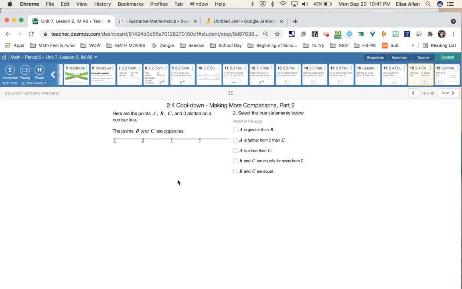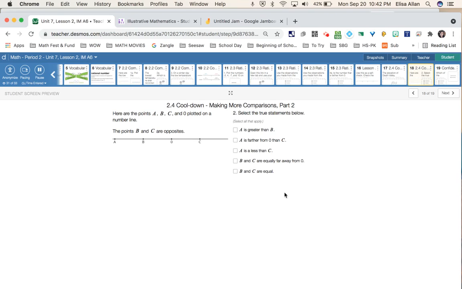And so here, I'm going to look to select which statements I can figure out are true based on this information. Here I know A, I can see that it is further to the left than all of them. I see that 0 is right over here. And I know that if B and C are opposites, they must be a certain distance away from 0 also. Use what we've just talked about right here. Use what we've already been working with on our number lines to help answer and select all the statements here that you believe are true.